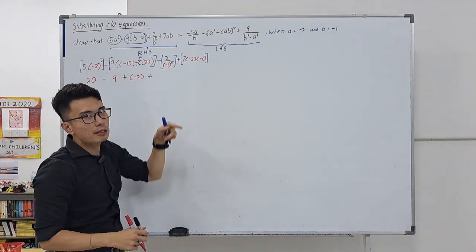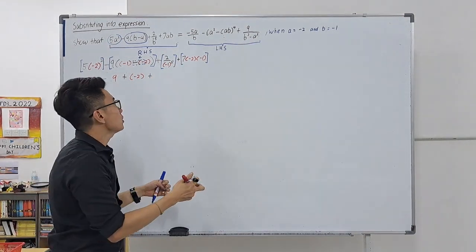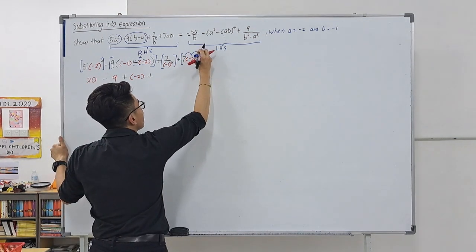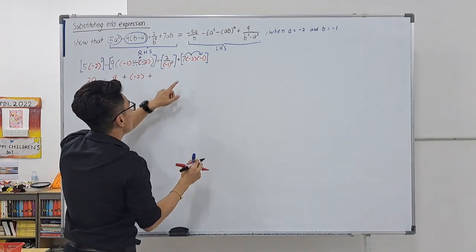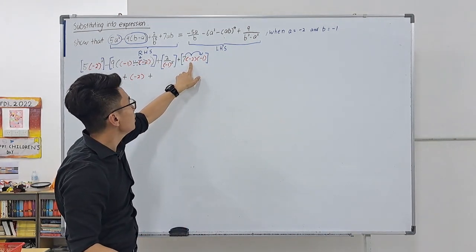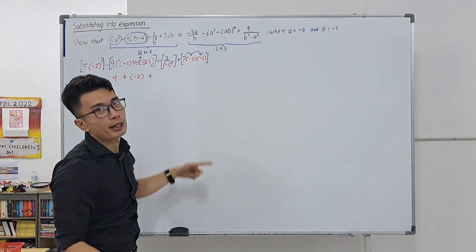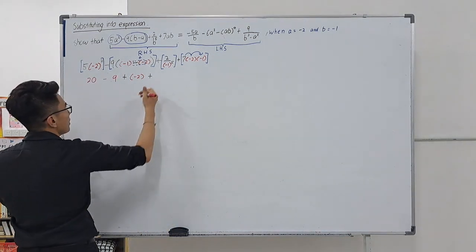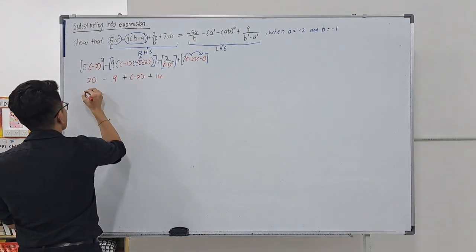Now again, bracket basically just means multiplication. So all you need to do is to multiply accordingly. 7 multiplied by negative 2, you will get negative 14. Negative 14 multiplied by negative 1, you will get positive 14. So that's going to be plus 14.